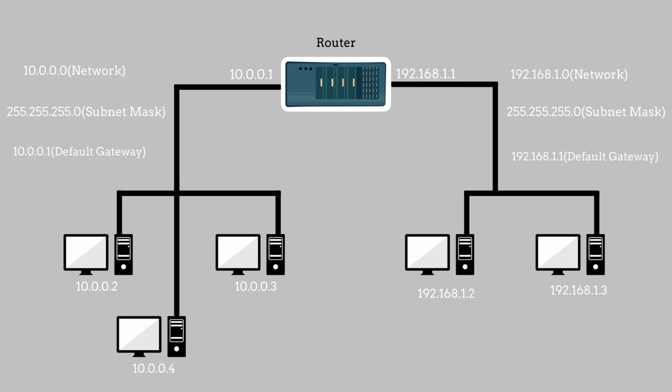Now, if a device with the IP address 10.0.0.4 intends to communicate with a device in another network, say, with the IP address 192.168.1.3, it will first check if the IP is in its network. If it cannot find the IP address in its network, it will send the data to its default gateway, which is 10.0.0.1. Once the data reaches the router via the default gateway, the router knows that the destination IP address 192.168.1.3 is part of the 192.168.1.0 network. So, it forwards the data to that network, ensuring that the communication between the devices in different networks is successful.